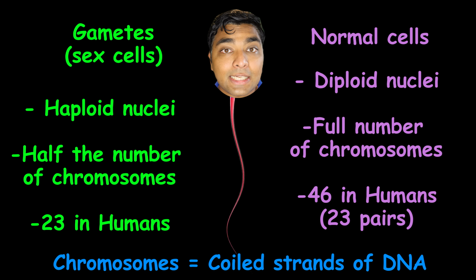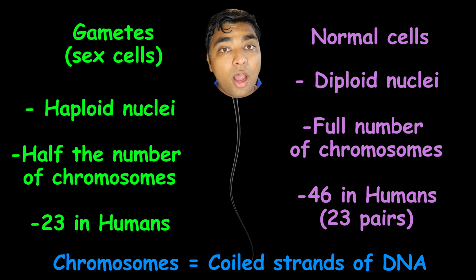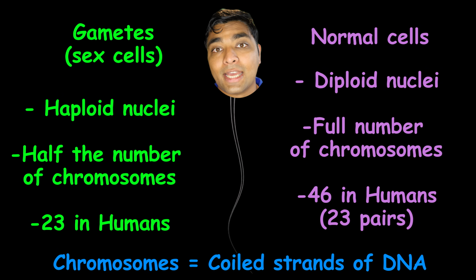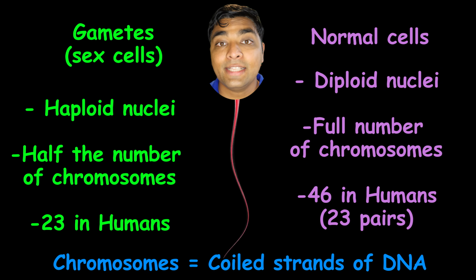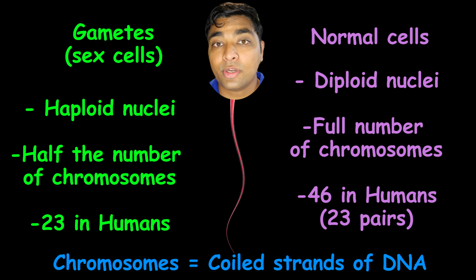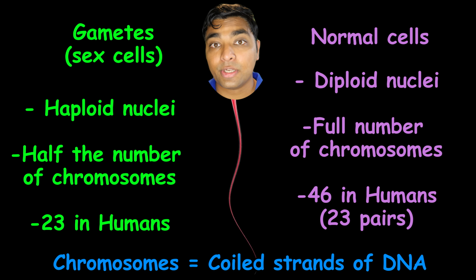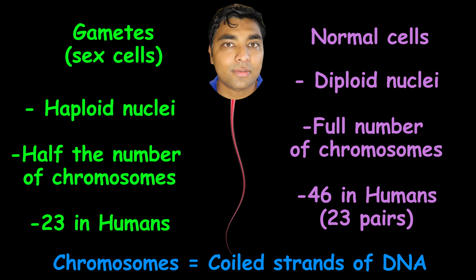Which makes sort of sense because you get half of your chromosomes from your mom and half of your chromosomes from your dad. So when finally the sperm and the egg fuse together, those 23 chromosomes become 46, or 23 pairs of chromosomes.